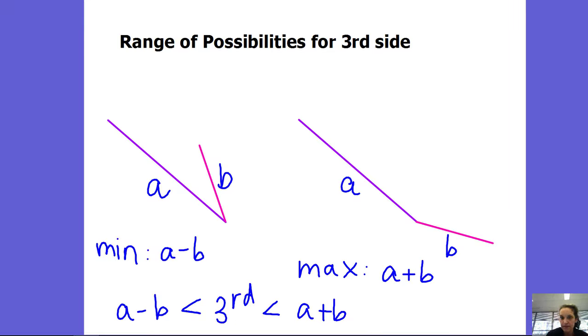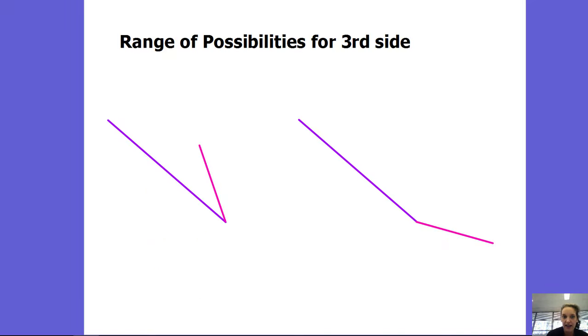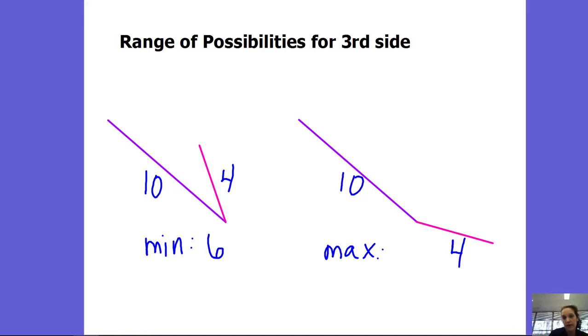So let's say that I knew my sides were 10 and 4. So the minimum length of the third side is 10 minus 4, which is 6. The maximum length would be 10 plus 4, which is 14. And so my third side has to be less than 14, but greater than 6.